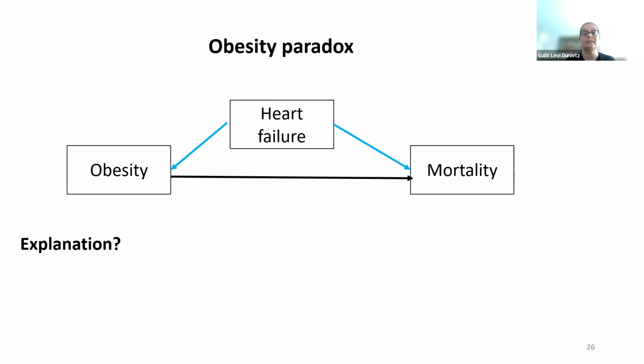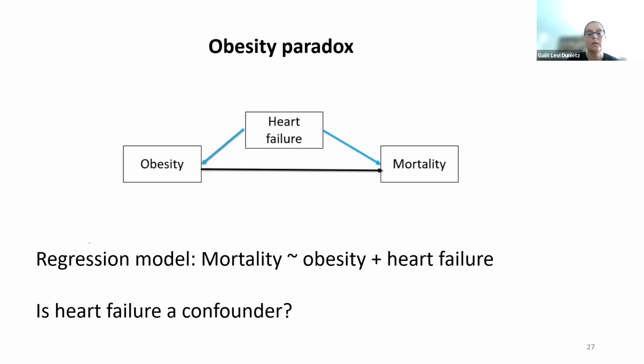Maybe some of the explanations said that when there is a chronic disease, there's a protective effect of obesity. Maybe people lose weight and therefore they live longer. But maybe there's another explanation. So those results were obtained from a regression model that looked at mortality as an outcome, and obesity and heart failure as predictors. But the question is, is heart failure really a confounder? Is heart failure causing obesity? Does it cause mortality?